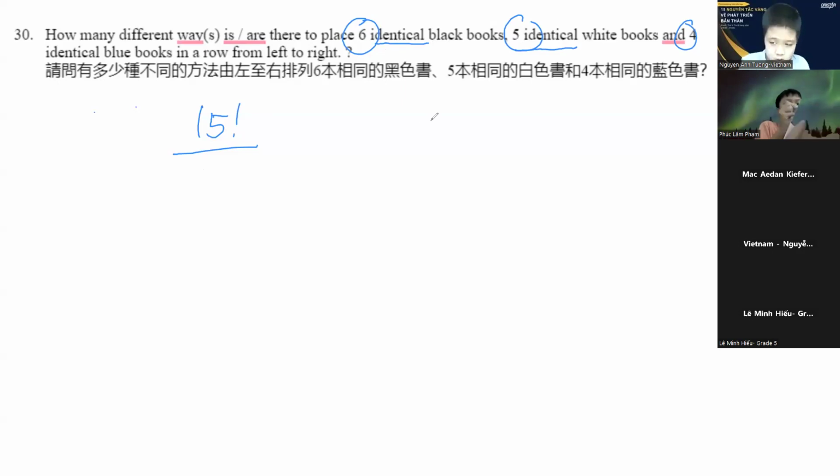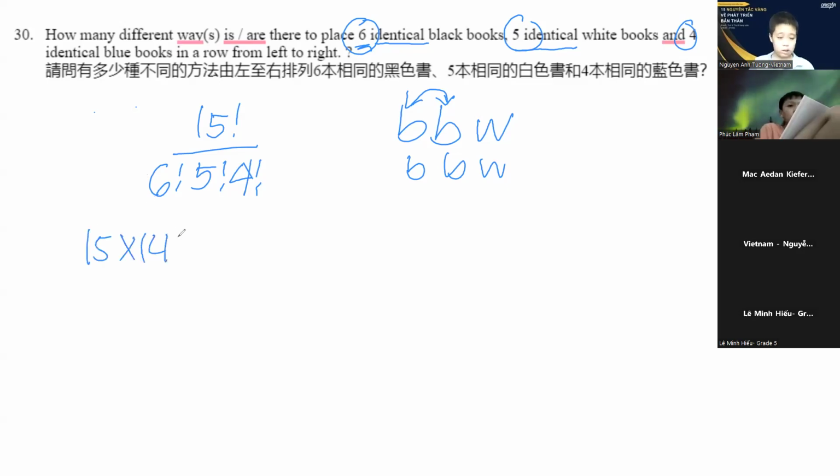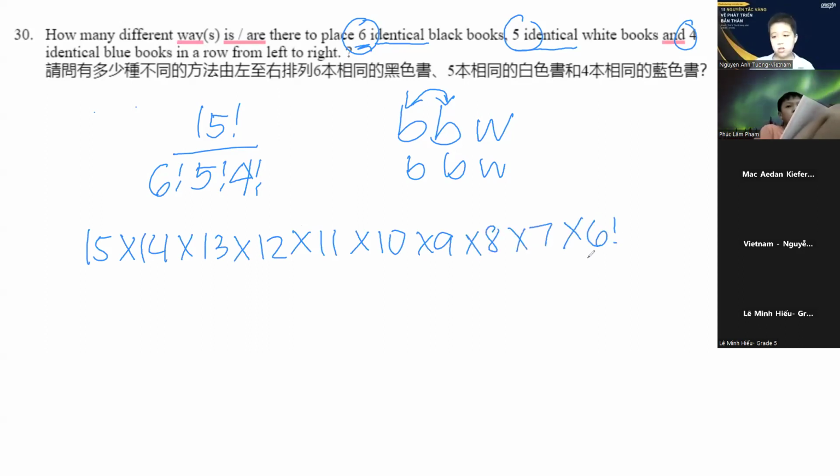That means that some orders like black, black, white are exactly the same if I interchange these two black ones. They are the same, right? So we have to divide it by the number of identicals. So 6 factorial, 5 factorial and 4 factorial. So 15 factorial divided by 6 factorial is 15 times 14 times 13 times 12 times 11 times 10 times 9 times 8 times 7 times 6 factorial because it continues up until 6.